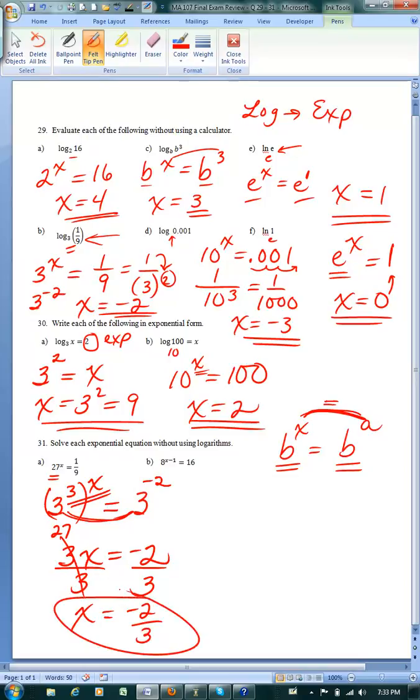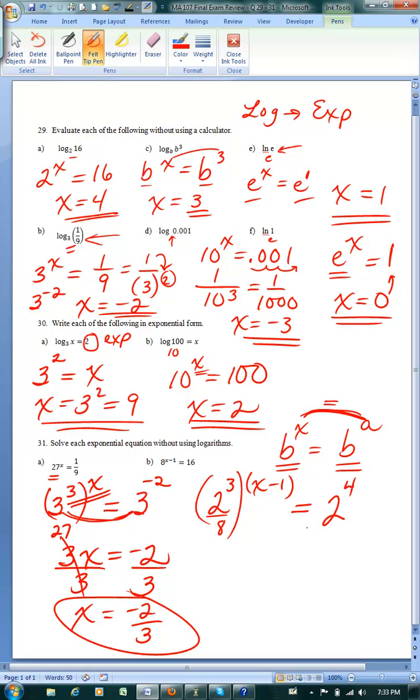I can do the same thing for letter B. 8 is the same as 2 raised to the third power. So this is the number 8, and it is being raised to the x minus 1. On the other side, 16 is the same as 2 being raised to the fourth power.